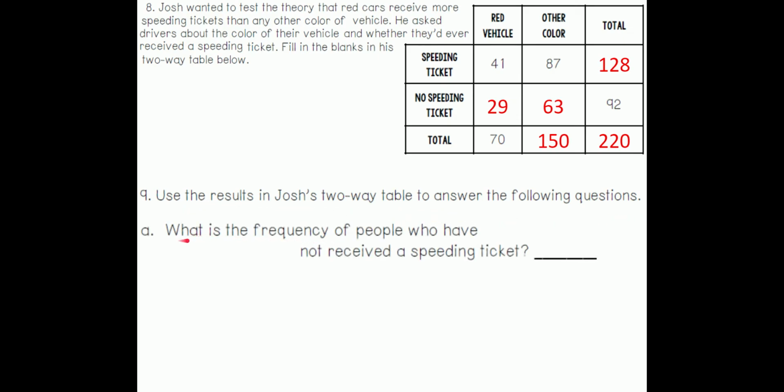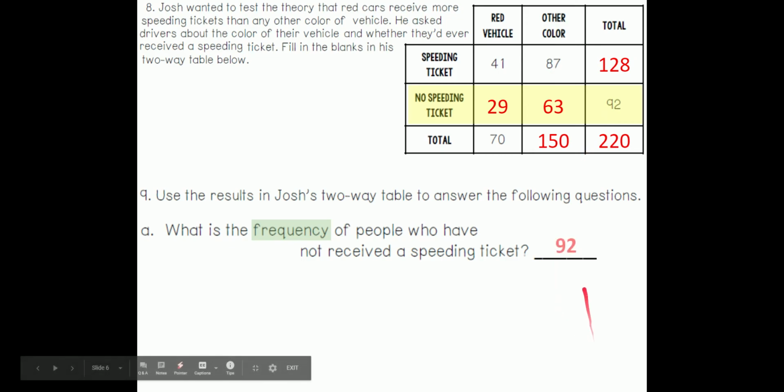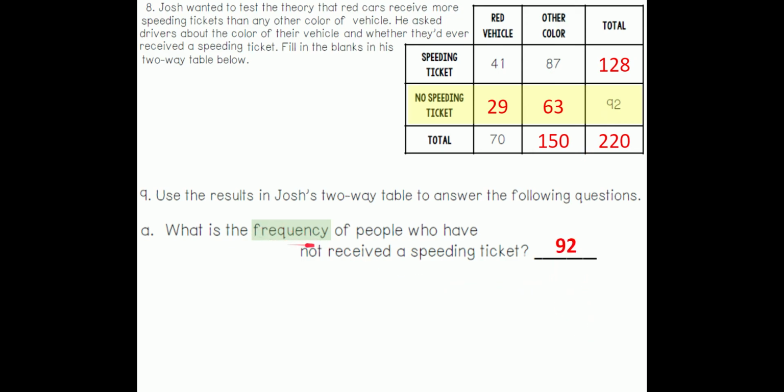All right, so next question. Use the results in Josh's two-way table to answer the following questions. We've still got a couple more. What is the frequency of people who have not received a speeding ticket? So people who did not receive a speeding ticket, what's the frequency that they didn't get a speeding ticket? Well, 92 people didn't get a speeding ticket. They're asking us for frequency here, not relative frequency.